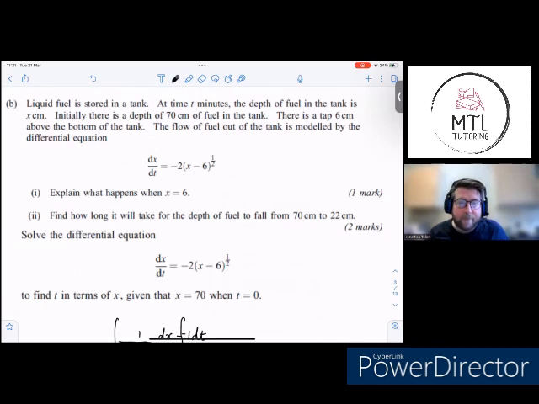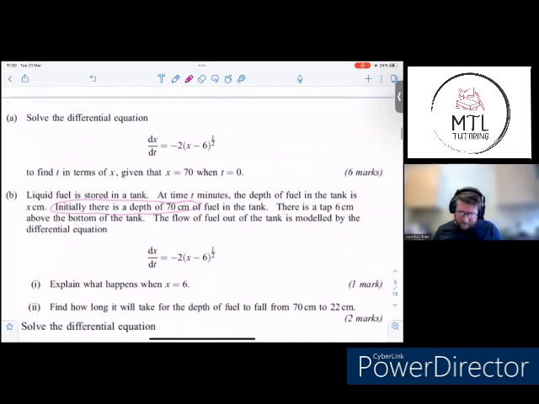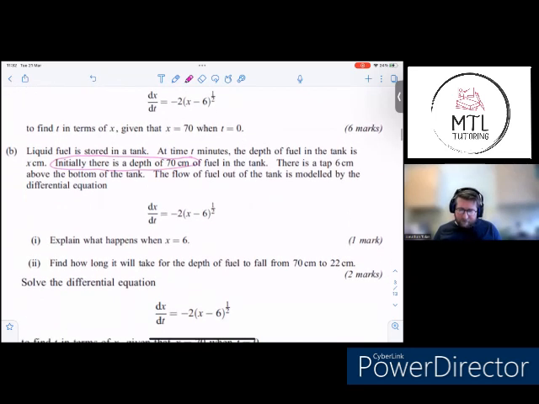So part B, we've got to read a lot for this just for 3 marks. Liquid stored in a tank, blah, blah, blah, depth is x centimeters. We might need to use this information. Initially, there is a depth of 70 of fuel in the tank. Actually, I think that's going to relate. Okay, so it's related. We've got the same equation. There is a tap 6 centimeters above the bottom of the tank. The flow of fuel out of the tank is modeled by that differential equation. Explain what happens when x equals 6.